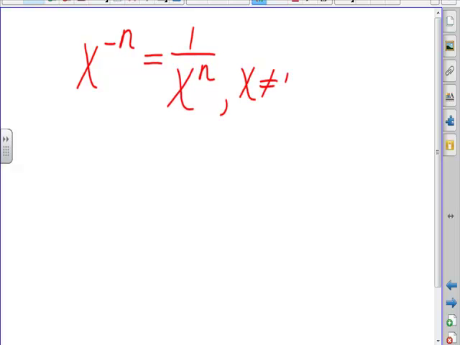The other really important part of this section has to do with something like x to the negative n. And that is equal to 1 over x to the n. Once again, I need to just, for mathematical purposes, be clear to say that x cannot be equal to 0.